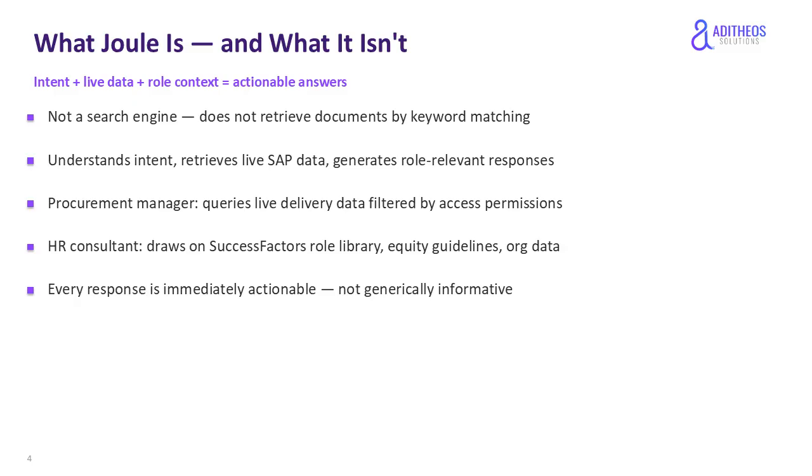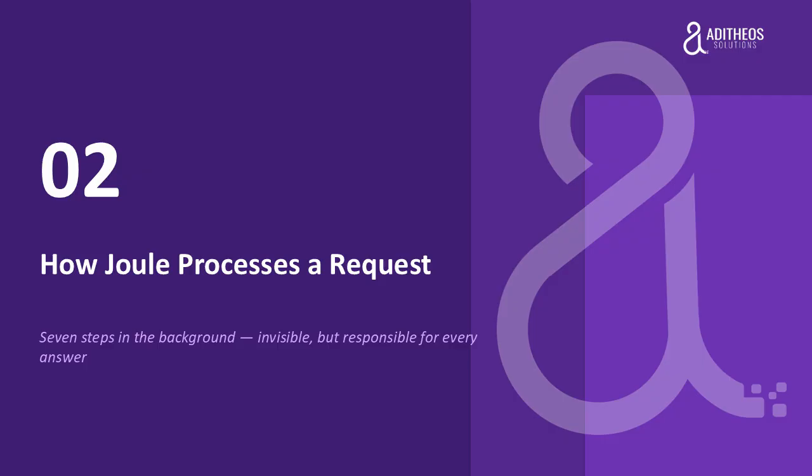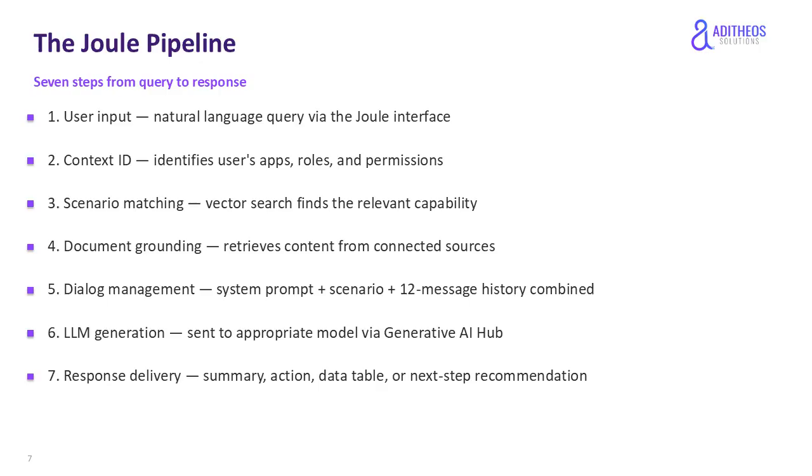Actionable specifics. Every Joule interaction runs through a carefully orchestrated pipeline. The user never sees it, but it's what makes every response accurate and relevant. 7 steps from your query to your answer. Step 1. User input. You submit a natural language query via the Joule interface. Step 2. Context identification. Joule identifies your connected applications, roles, and permissions based on how it was provisioned in your landscape.